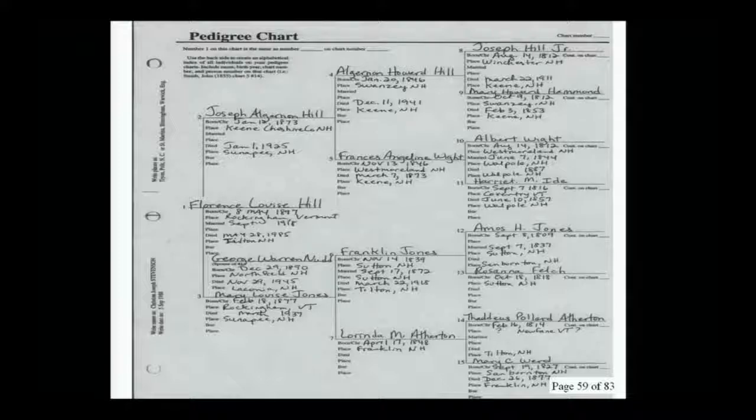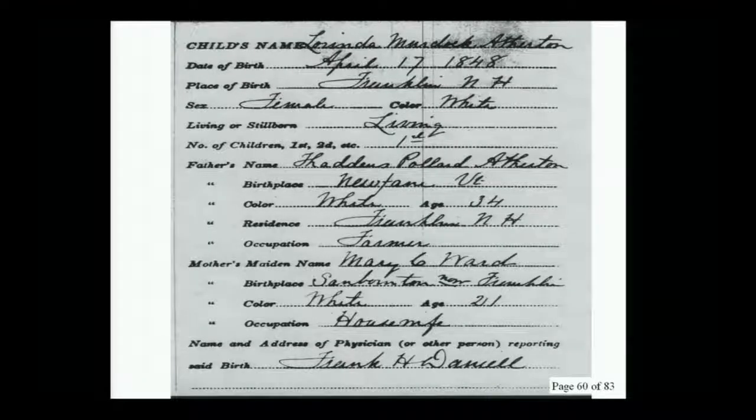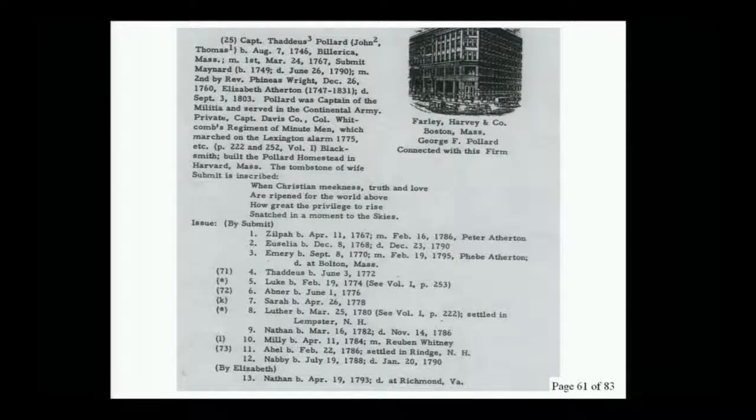So on slide 60, here's Lorinda Murdoch Atherton's birth record, born 1848 in Franklin, New Hampshire, which is actually in the central part of the state. Father's place of birth, Newfane, Vermont. Slide 61. In my research for Thaddeus Pollard Atherton, frequently, children's names back in the time period we're talking about had relationships to other members of the family. So I figured that Pollard had to come from somewhere.